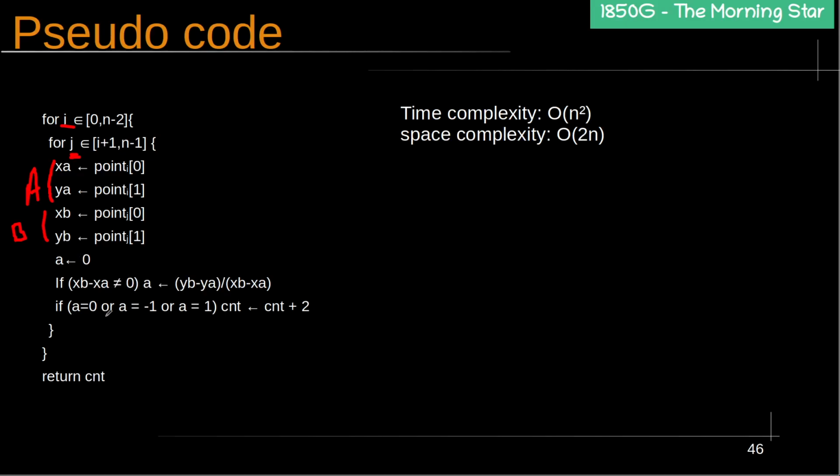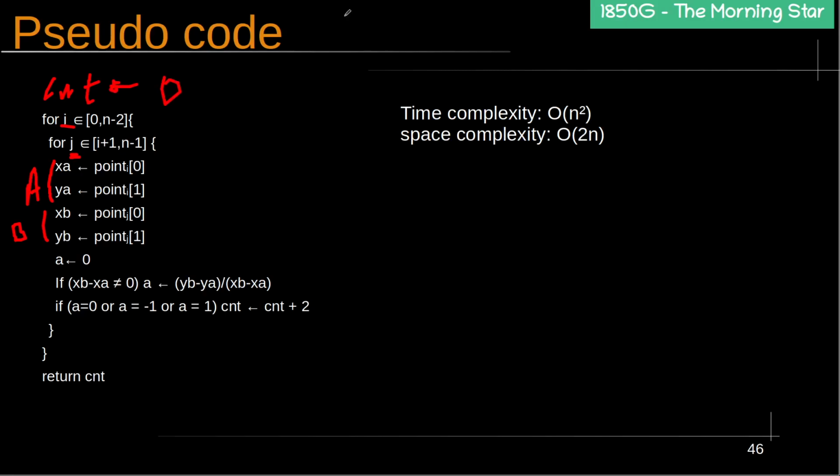If the slope is equal to 0, or the slope is equal to minus 1, or the slope is equal to 1, I will add to the counter. The counter is equal to 0 at the beginning. Initialize the counter here. Counter is equal to 0.